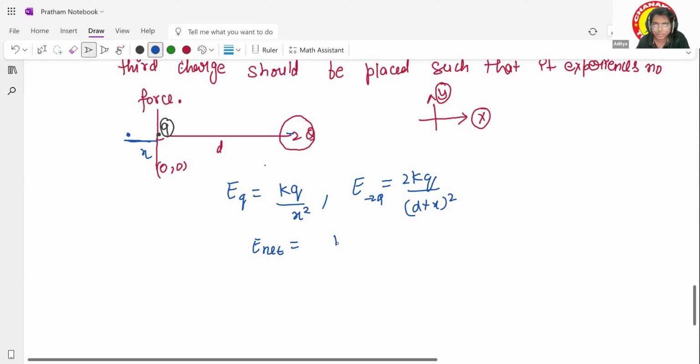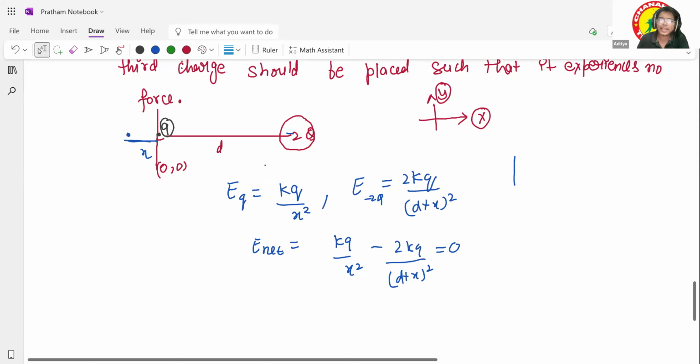So when you do this, E net is kq by x square minus 2kq divided by (d plus x) square. One more thing I told you: you have to add them, but I am using a negative. Why am I using a negative? Because when you are putting scalar quantities, you have to think of the direction by yourself. But when you are putting vectors, you don't have to think of the direction by yourself.